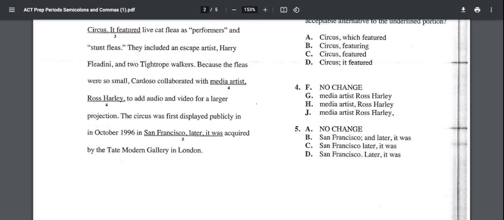If we look at number 5, semicolon and is an option for B. That's definitely not right. D makes a complete sentence, and I see later, comma, for, let's just go look at the sentence. The circus was first displayed publicly in October 1996 in San Francisco. That's a complete idea. Later, it was acquired by the Tate Modern Gallery in London. That's a complete idea. There's only one option here that helps us correctly separate two complete ideas, and that is answer choice D.